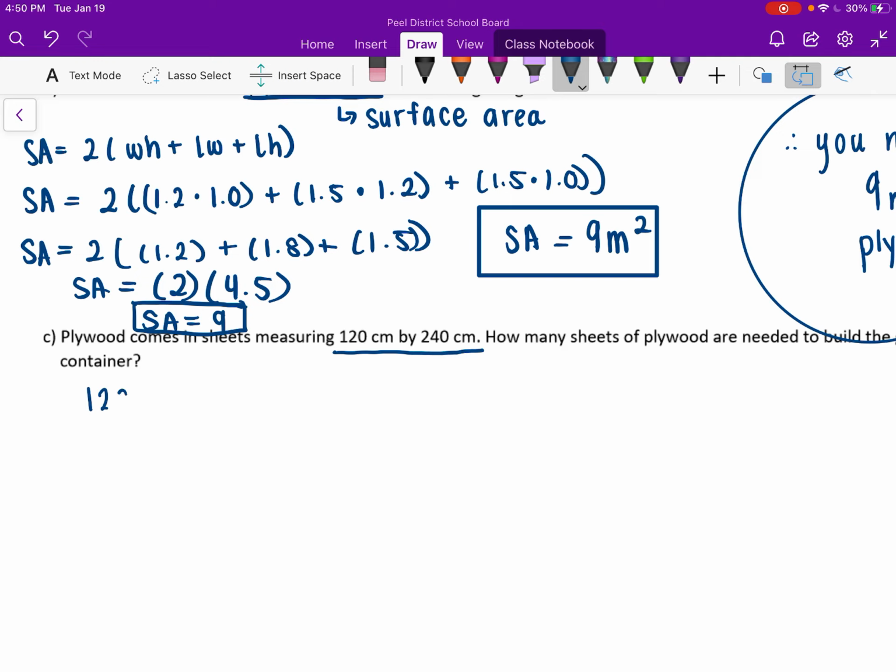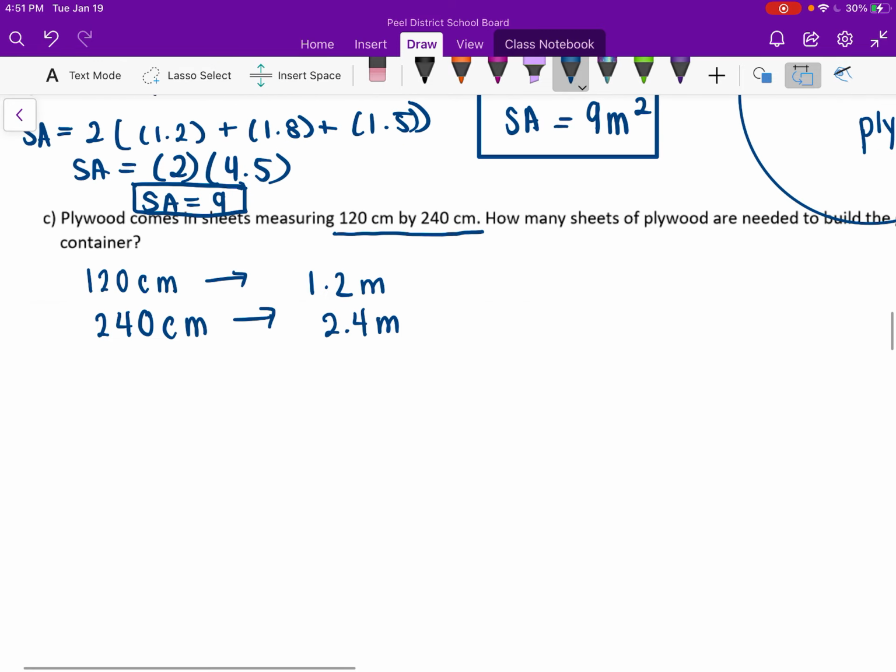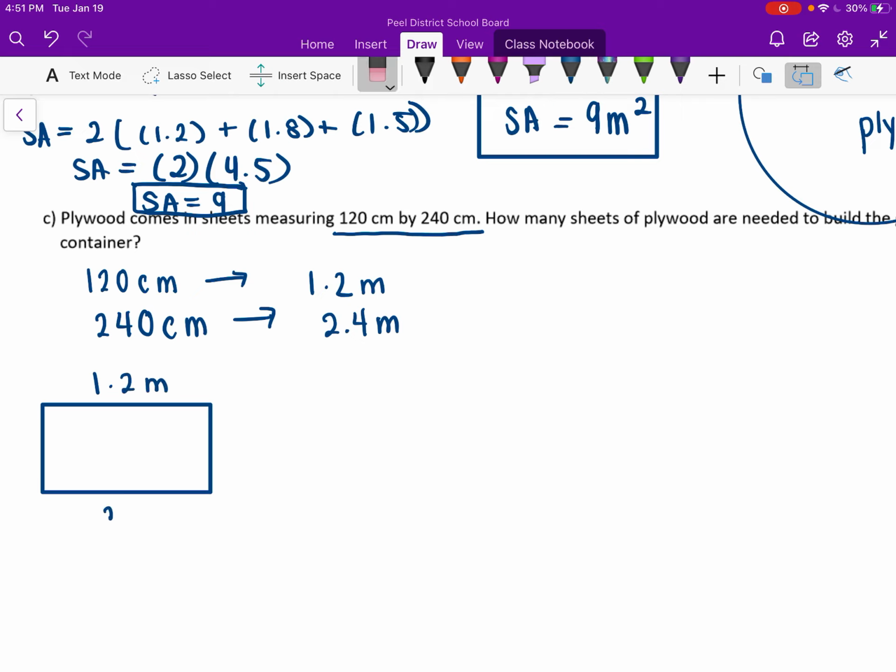So let's change the 120 centimeters to meters. We know that we can do that by doing 120 divided by 100, so it's going to be 1.2 meters. Let's change the 240 centimeters to meters. Same thing, divide by 100 is 2.4 meters, right? So we know this piece of plywood that we're trying to buy is 1.2 meters by 2.4 meters. So maybe I will make this look a little bit more realistic and say 2.4 by 1.2.